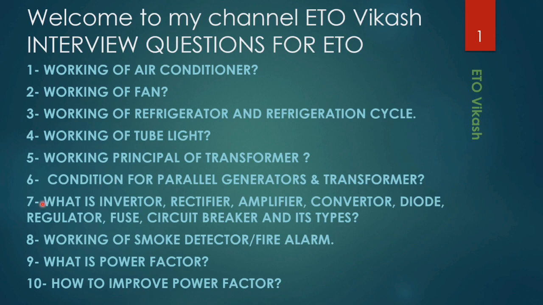And now our seventh question is, what is an inverter? Inverter, you already know, we use in our home. It converts DC to AC. And the rectifier unit converts AC to DC. An amplifier is used to amplify a low signal to a high signal, a weak signal to a high signal. And a converter also converts AC to DC. And diode, you know, is also used as a rectifier to convert AC to DC. It is a unidirectional device. It allows the current flow from anode to cathode, not from cathode to anode.